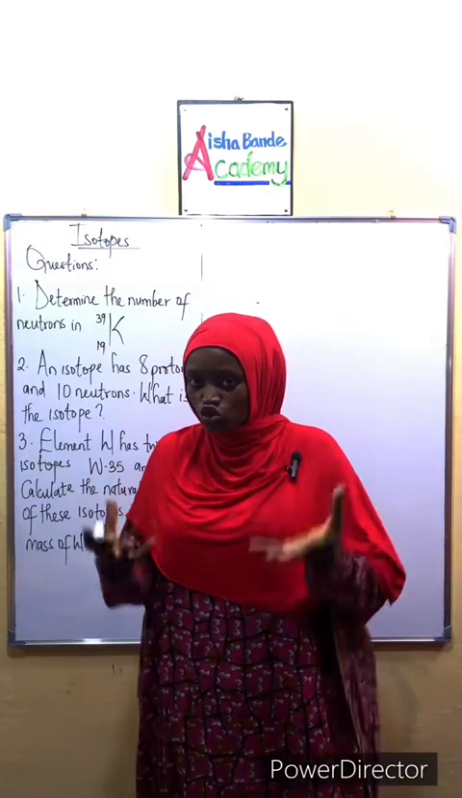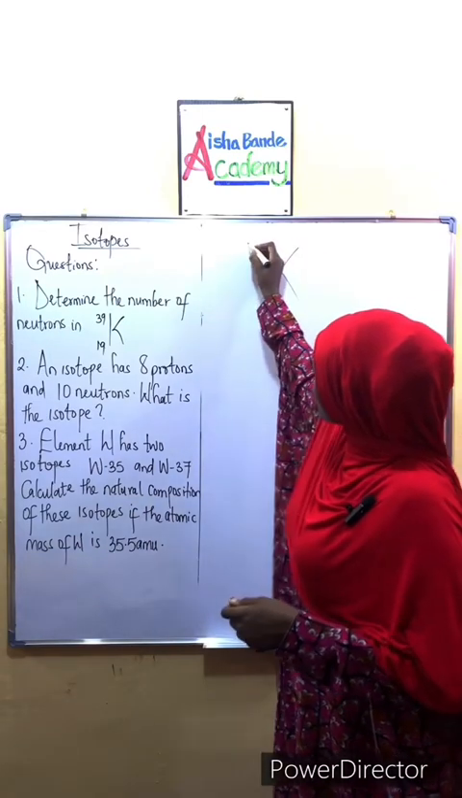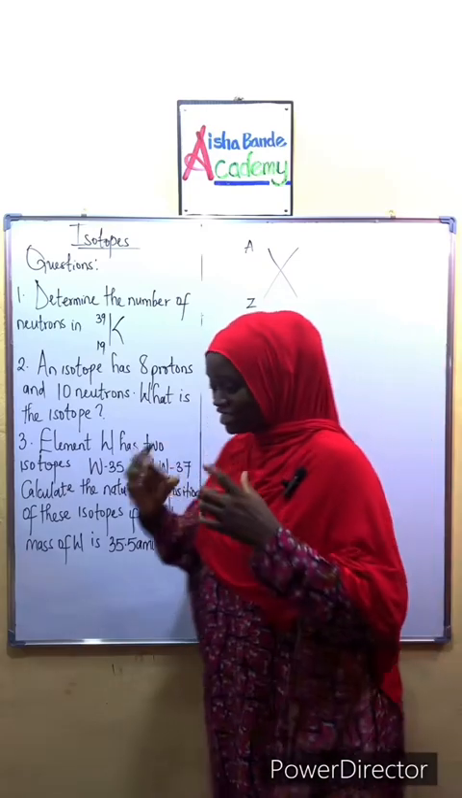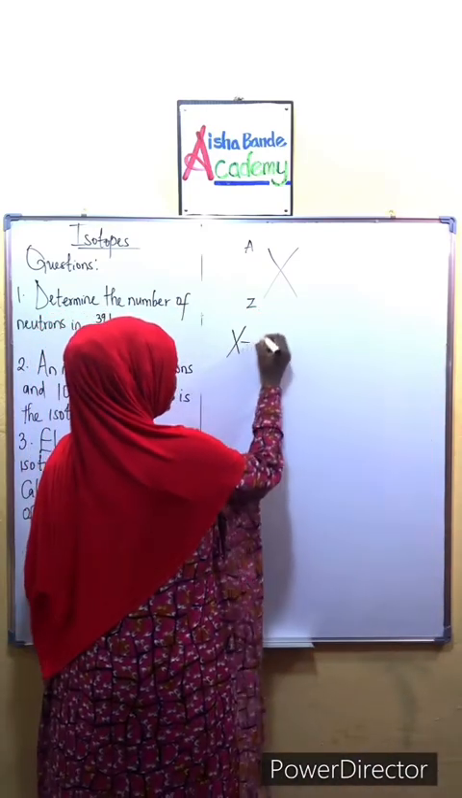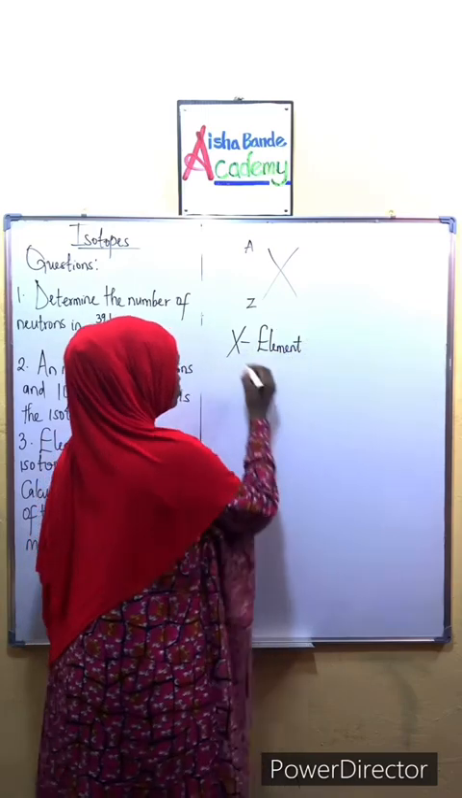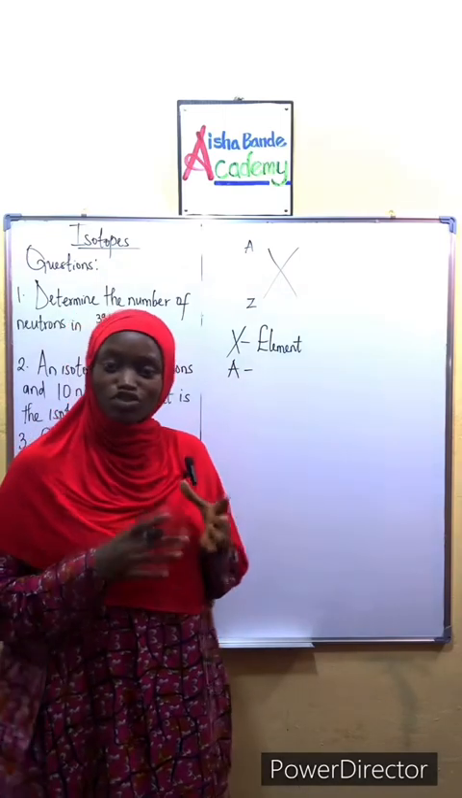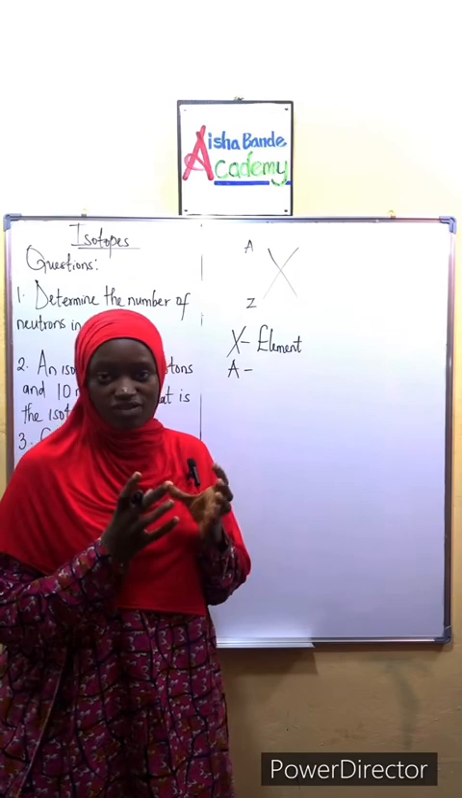That is how isotope looks like. Isotope exists in this way, where you have X, here you have A, you have Z here. So the A, the Z, and the X all have their meanings. The X is an element in question. A is the mass number. The mass number is the number of protons and neutrons that exist in the nucleus of an atom.